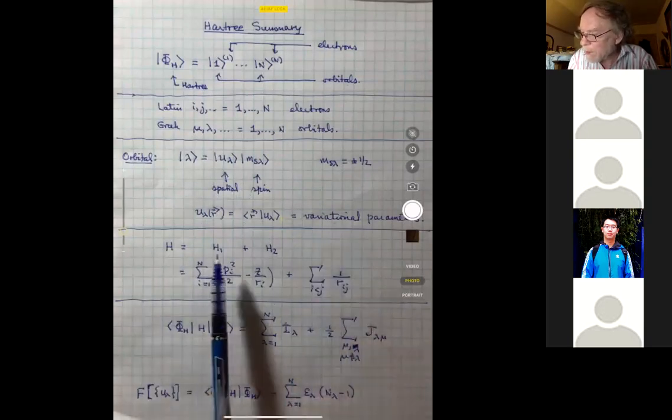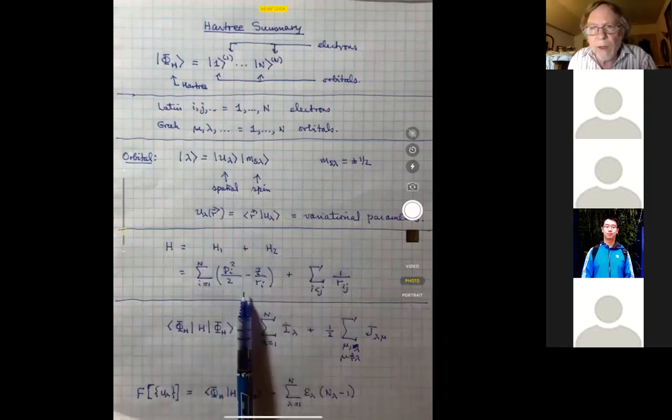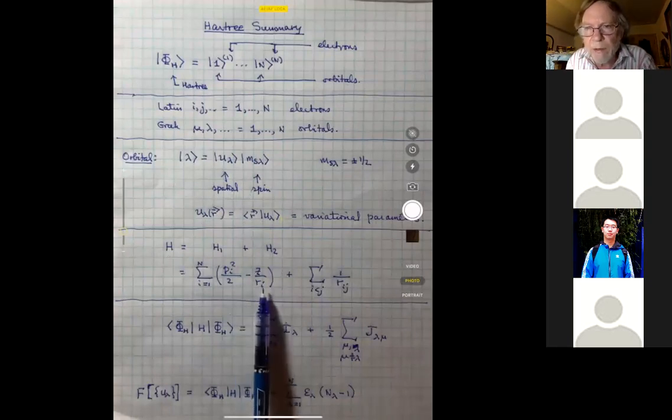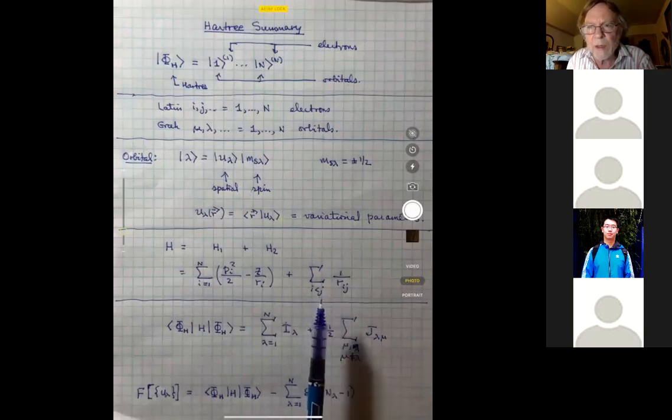The Hamiltonian consists of two terms. They're called H1 and H2. H1 is the terms that involve only the coordinates of one electron at a time, which is the kinetic energy and the potential energy of interaction with the nucleus. Whereas H2 involves the inner electron potentials, which takes the coordinates of two electrons at a time. In fact, it's just the sum over pairs of electrons with the Coulomb denominator.